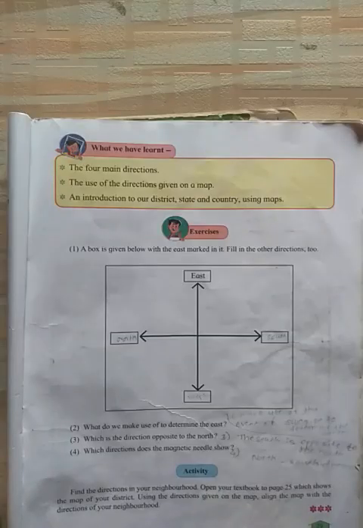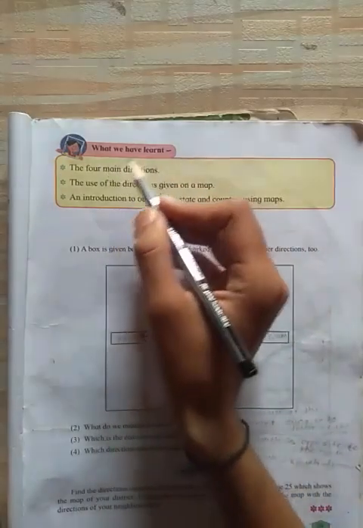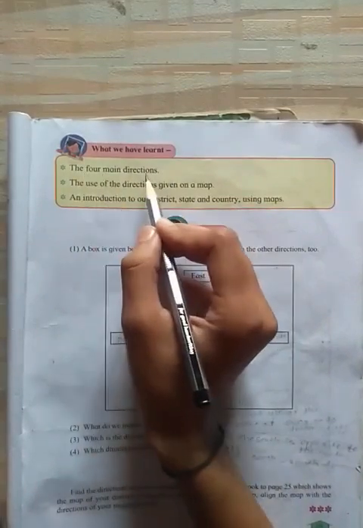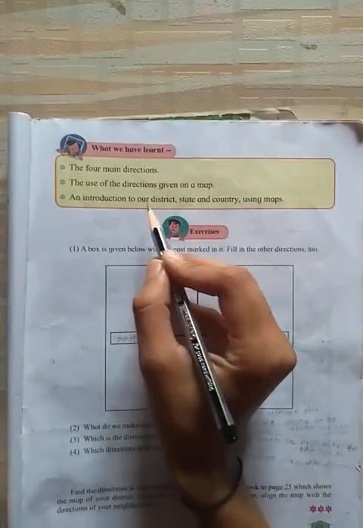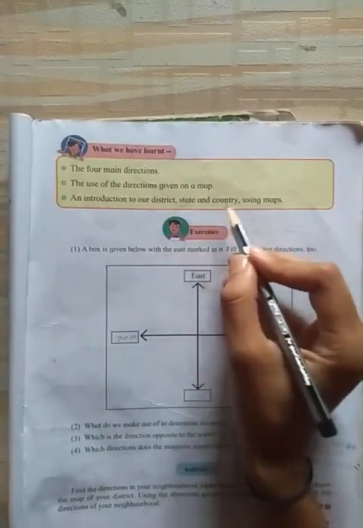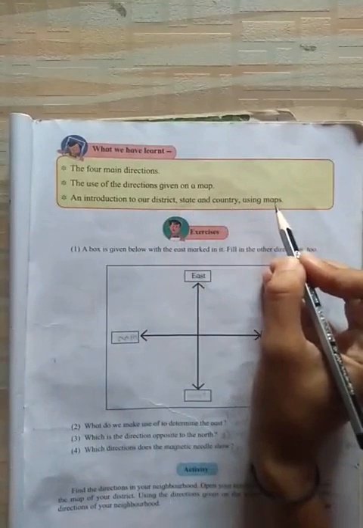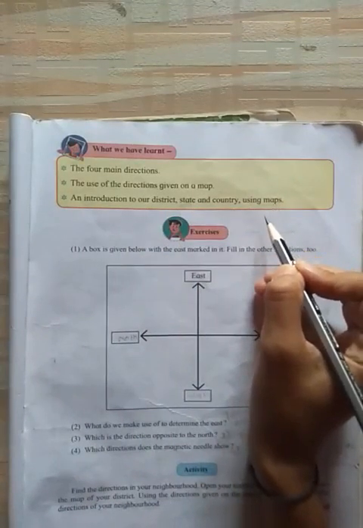So students, in this chapter what have we learned? The four main directions. The use of directions given on a map. An introduction to our district, state and country using a map. Our fourth chapter is over here.